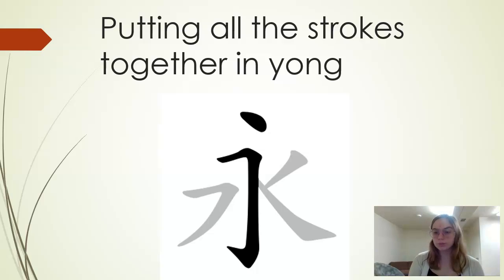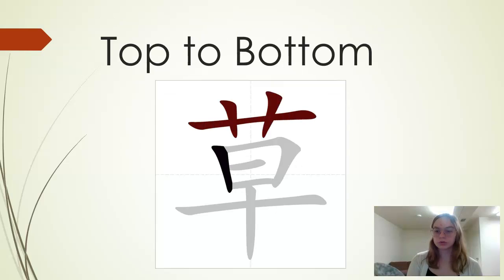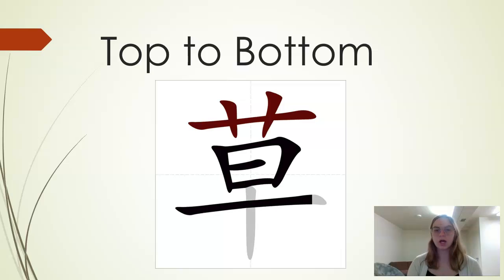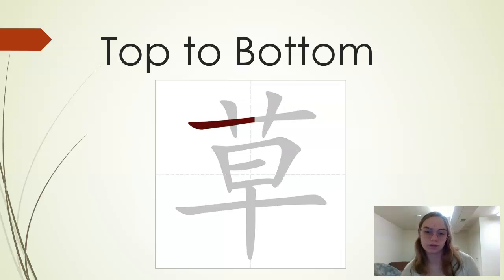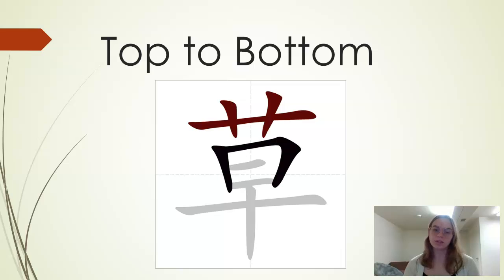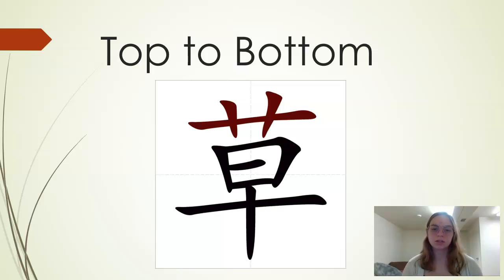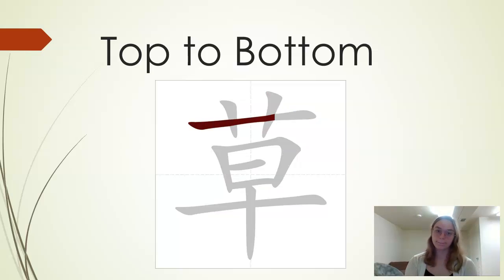Now that you've learned some basic strokes, let's learn some basic rules to use those strokes in. The first rule is you write the top of the character and then the bottom of the character. A good example of this rule is the character Cao. As you see, it starts at the top and goes to the bottom.